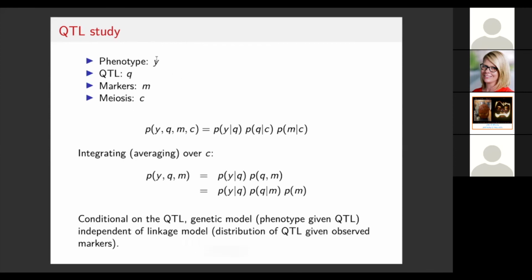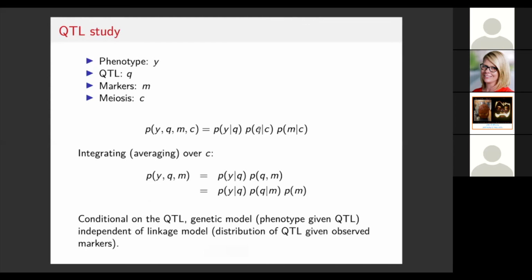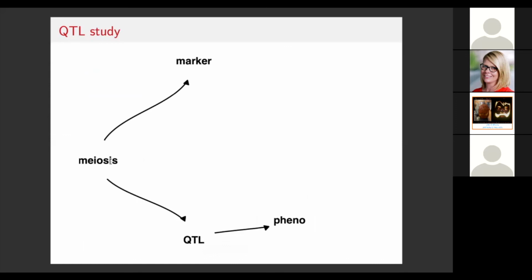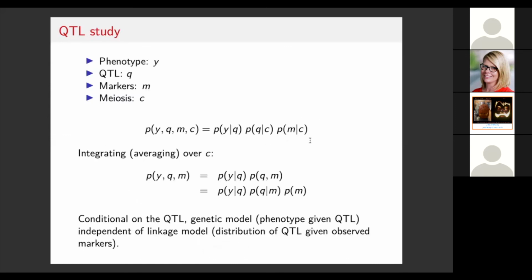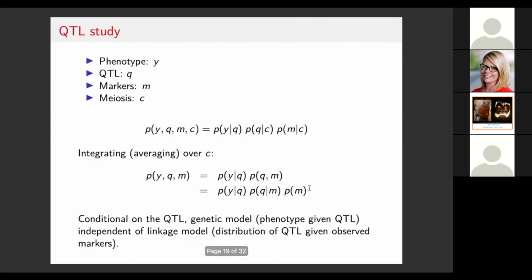For brevity, I'm going to use some notation. The phenotype is Y, the QTL is Q, the markers on that chromosome are M, and the meiosis is C. Then the probability of Y, Q, M, and C, all these four things, is the probability of Y given Q, because the phenotype is only caused by the QTL, times the probability of Q given C, because the QTL is only caused by the meiosis, times the probability of M given C, because the marker is only caused by the meiosis, and so on, times the probability of C. I forgot about that.